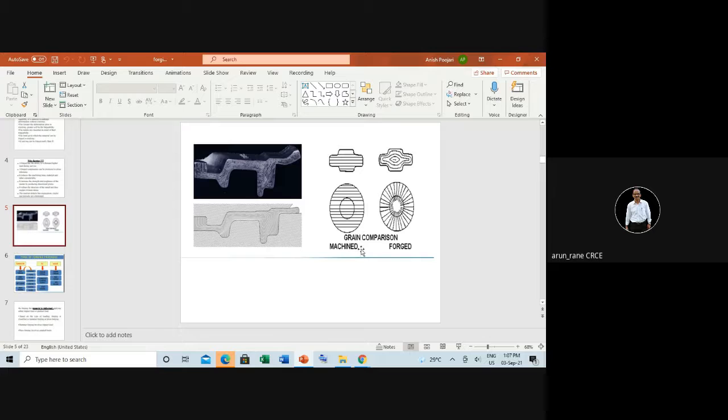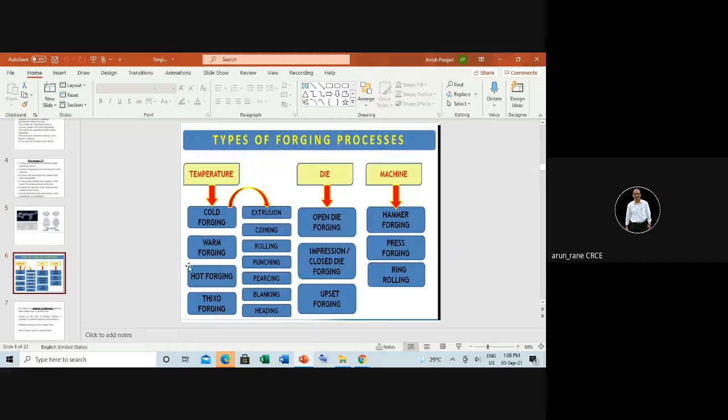So this is what grain comparison is shown. If it is a forged component and if it is a machined component. Machined component means it is like this, and in forged components it is equally distributed and it goes from center, you know, to the periphery. So the strength is good.